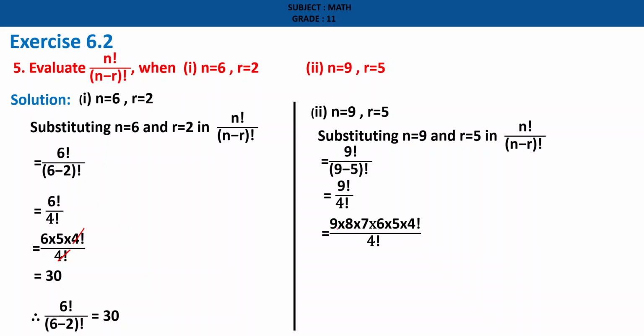That is 9 into 8 into 7 into 6 into 5 into 4 factorial. We are stopping here because the denominator is 4 factorial. Now we can cancel 4 factorial and 4 factorial. Therefore, we are going to get 9 into 8 into 7 into 6 into 5. That is 15,120. Therefore, 9 factorial divided by 9 minus 5 factorial is equal to 15,120.